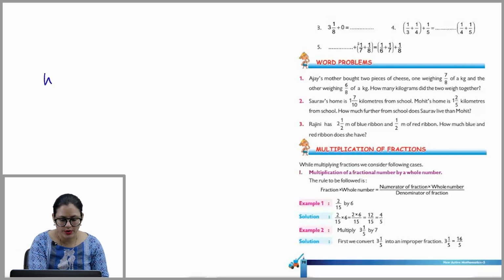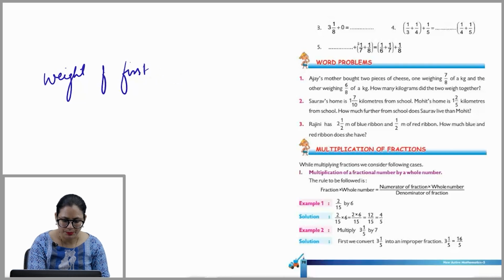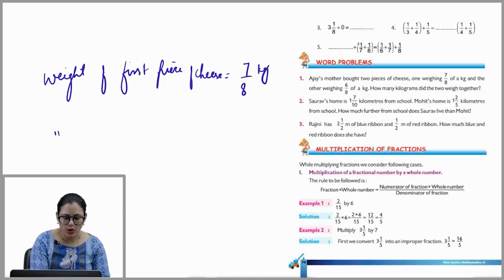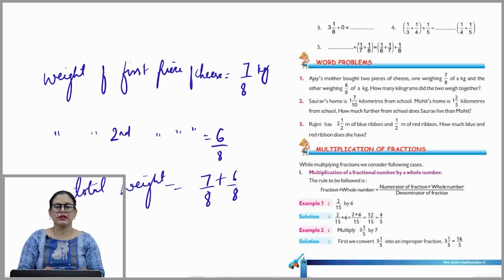So, weight of the first piece of cheese is 7 by 8 kilogram. And weight of the second piece of cheese is equal to 6 by 8. So, total weight is 7 by 8 plus 6 by 8. Okay. And students, do not forget to write the unit. So, we will add the unit at last.